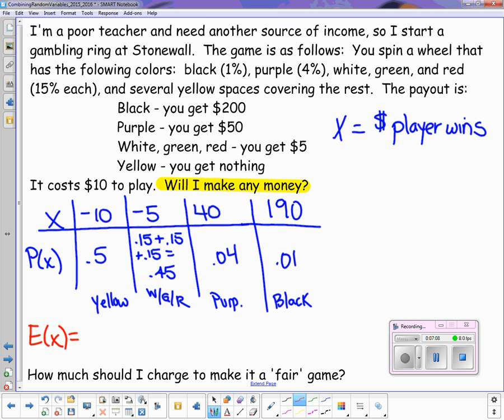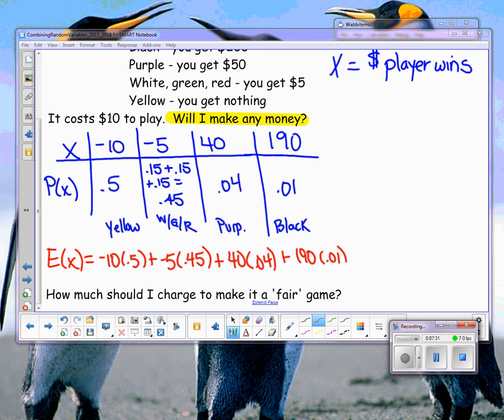Negative 10 times 0.5 plus. Good job. Keep going, Angelica. Perfect. Good. Good. Why don't you go ahead and do that for me? I'm going to pause the recording. Find that calculation. Tell me what the expected value is. Did you get negative 3.75?